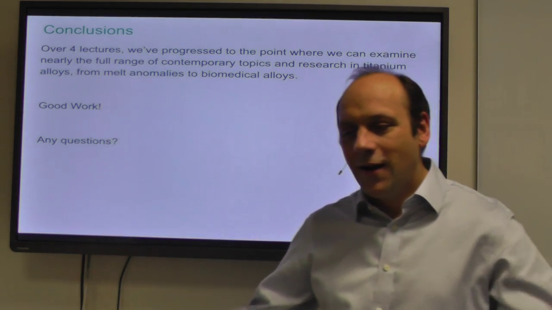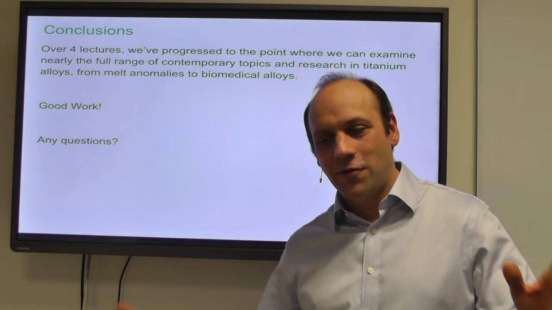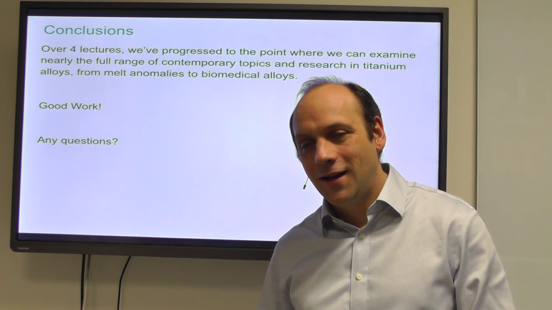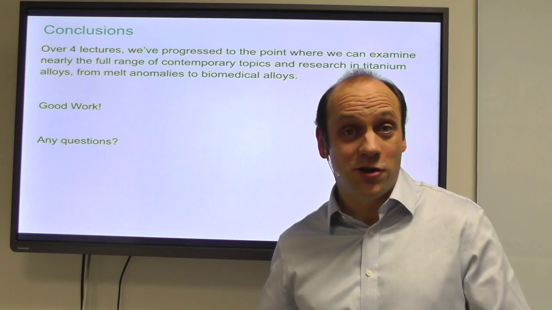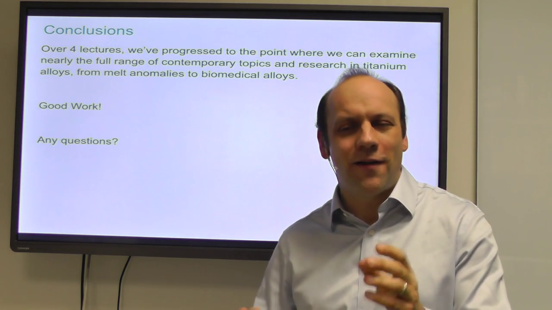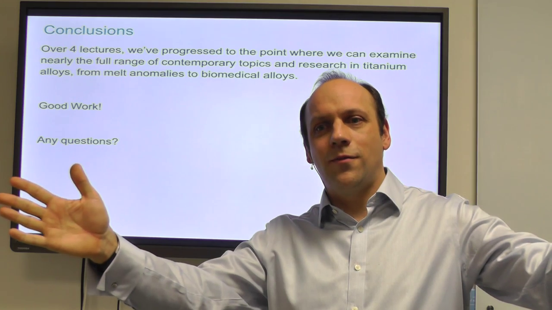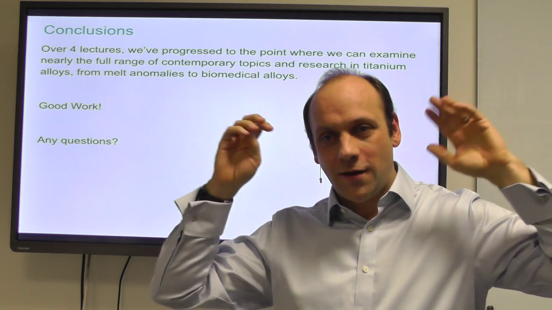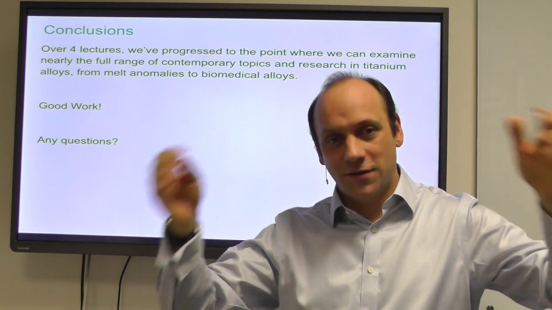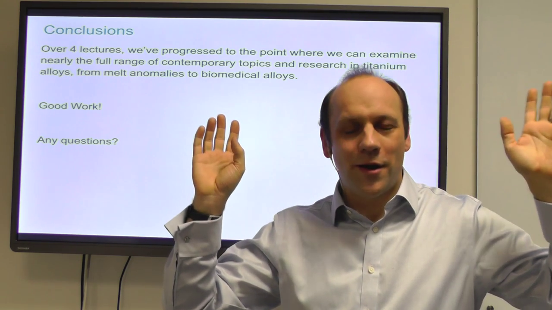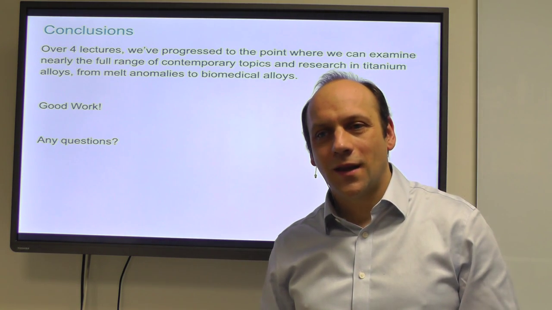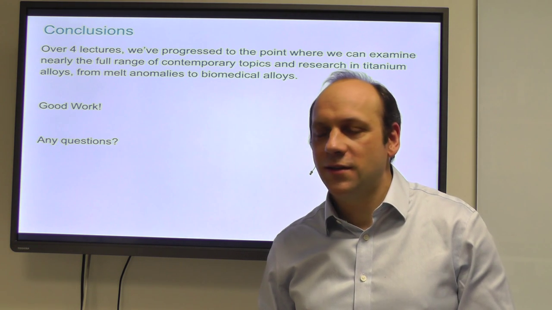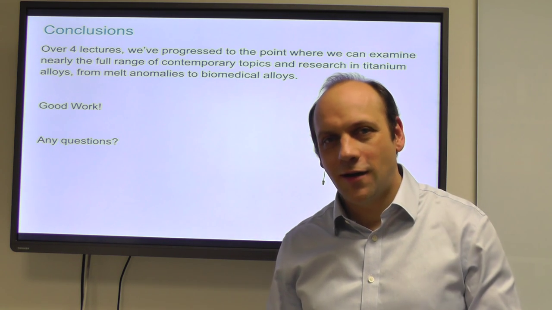So, where are we at? Over four lectures, we've progressed to the point where we can examine pretty much the full range of contemporary topics in titanium alloys. We've looked at one there that's a research topic, in biomedical beta titanium alloys, very much fringe. The main line of titanium research and titanium applications are the aerospace alloys, things like fatigue, 6-4, 6-2-4-6. Things like RM834 are actually slightly fringe in that they're not used very widely, only in a few stages in compressors in some engines. And we've looked at CP titanium and things like that.